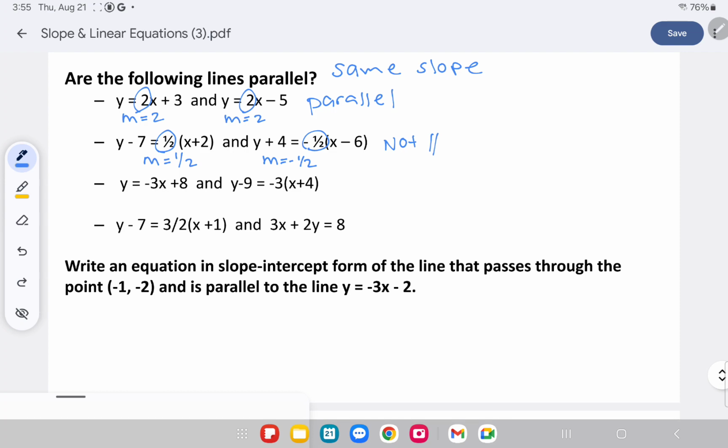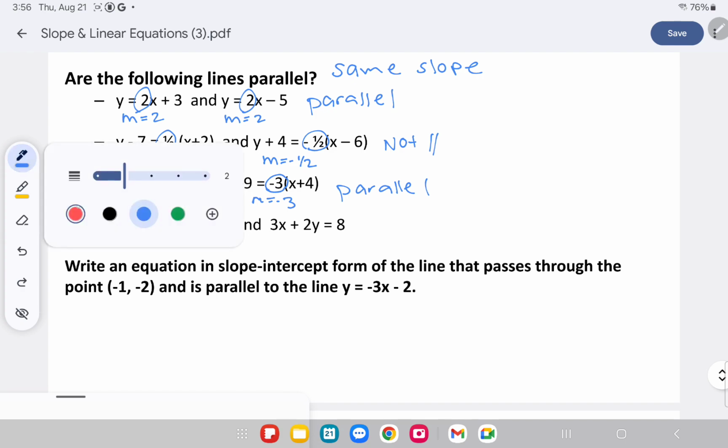For our third example, the first equation is written in slope-intercept form. Our slope is negative 3 there. And the second one is point slope form. We also have a slope of negative 3 there. So those are parallel. Oh, sorry.